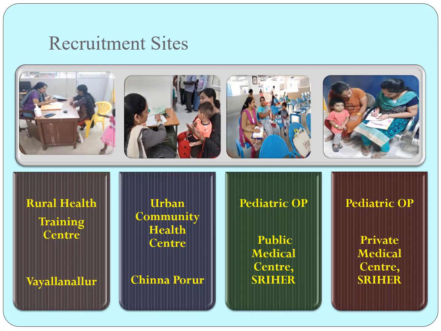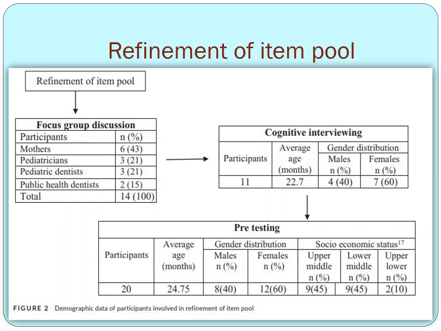These were the various recruitment sites for the subjects of the cognitive interviewing and the pre-testing. It included 2 healthcare facilities and a public and private medical center of our institution. So these besides the various steps in the refinement of item pool were 14 participants in the focus group discussion, 11 in the cognitive interviewing and 20 participants for the pre-testing.